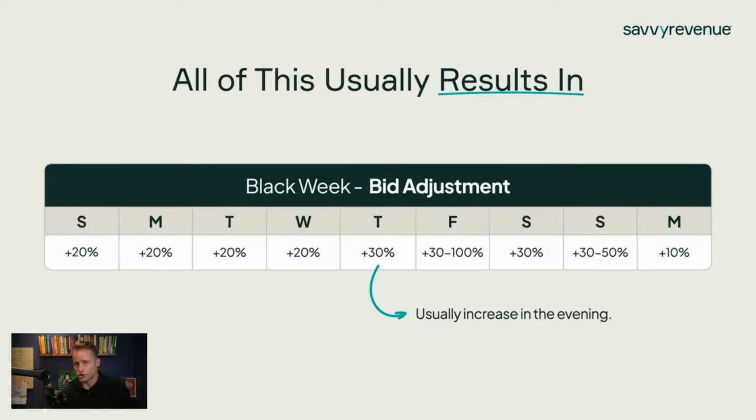All of this usually results in a Black Week that looks like this. Do I have another one? So we have a Black Week that looks like this. Sunday, Monday, Tuesday, we usually have between a 10 to 20% seasonal bid adjustment. Thursday, we go up to 30, 40. Friday, we go from 30, 40 up to 60, 70, 80, sometimes 100, sometimes even more.